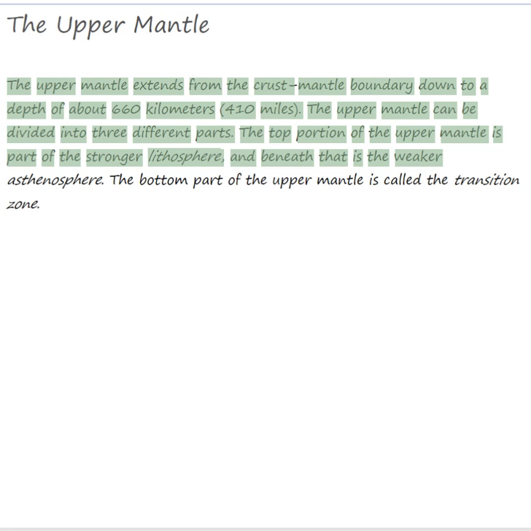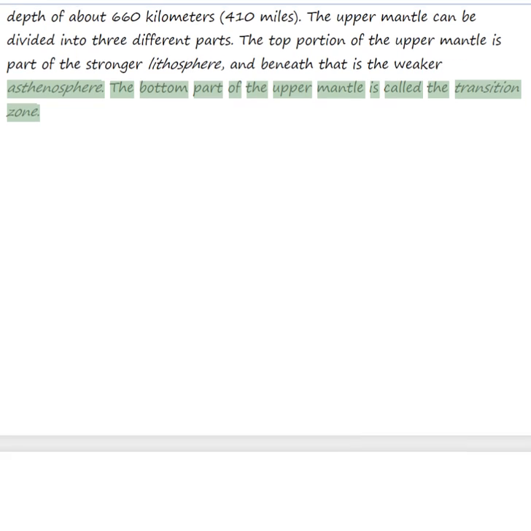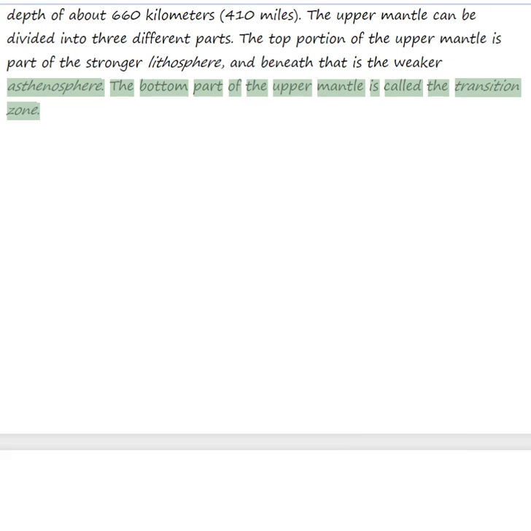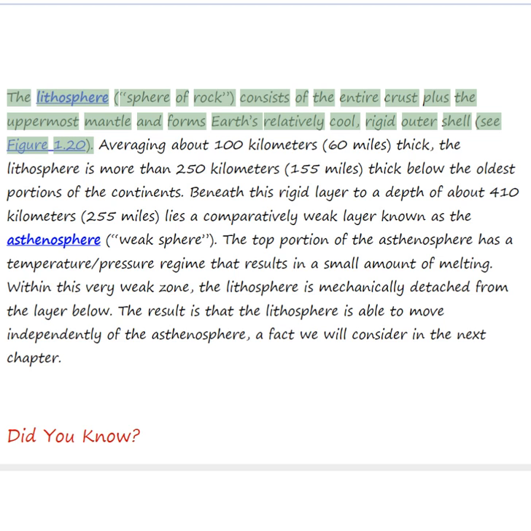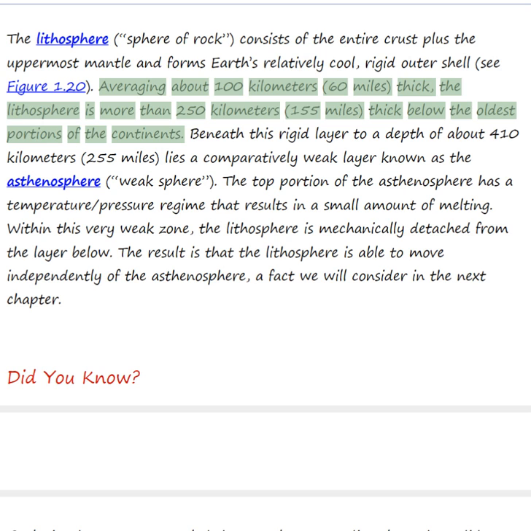The upper mantle can be divided into three different parts. The top portion of the upper mantle is part of the stronger lithosphere, and beneath that is the weaker asthenosphere. The bottom part of the upper mantle is called the transition zone. The lithosphere consists of the entire crust plus the uppermost mantle and forms Earth's relatively cool, rigid outer shell. Averaging about 100 kilometers thick, the lithosphere is more than 250 kilometers thick below the oldest portions of the continents.